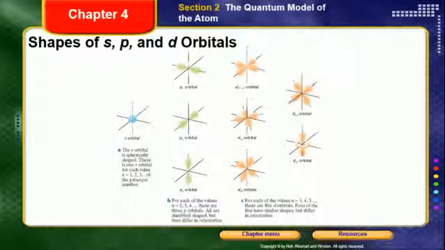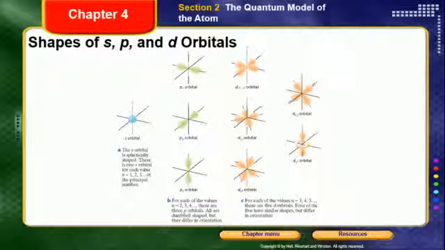So let's take a look at this. You're going to read this diagram from left to right. We're going to start with the s orbital. The s orbital is the first orbital to be filled. The s orbital is spherically shaped. There is 1 s orbital for each value of n, 1, 2, and 3, and so on.